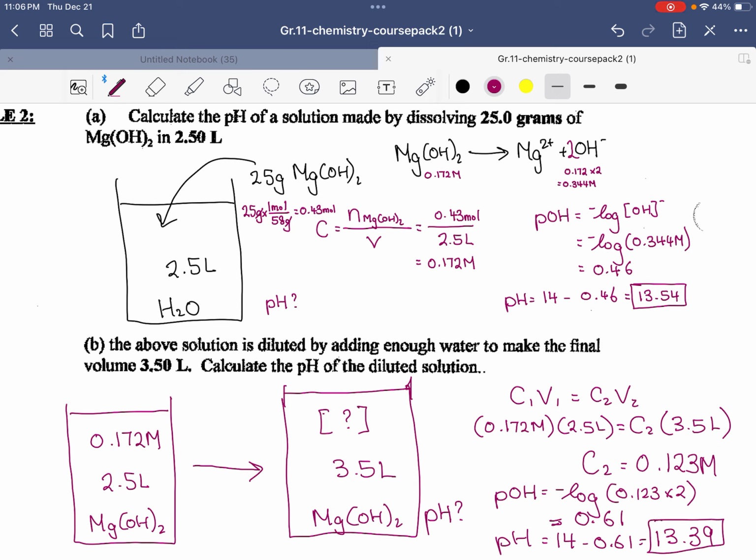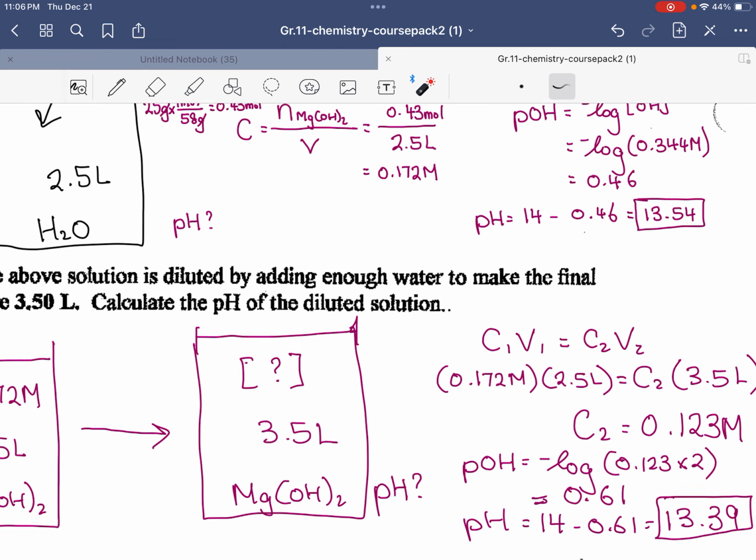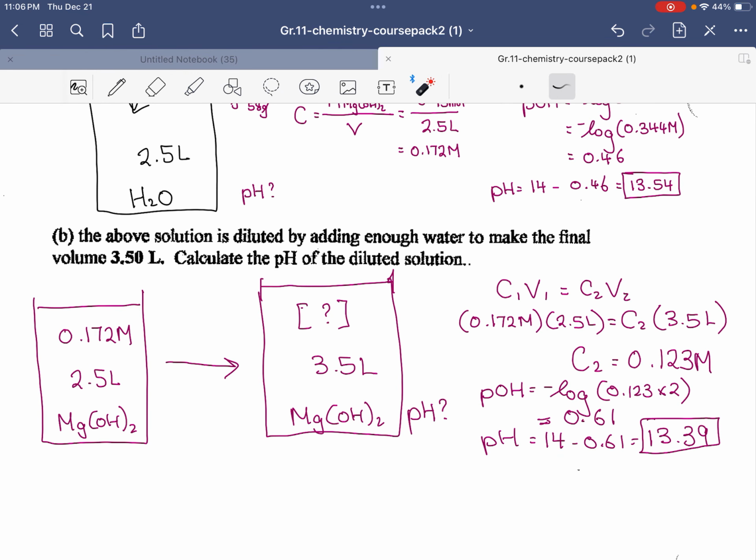Whenever you finish a question, you should always ask yourself, does this make sense? Because before adding water, it was 13.54. After adding water, you are moving away from 14. You are moving closer to 7. That means you're being less basic. And that is right, because that's exactly how it is.